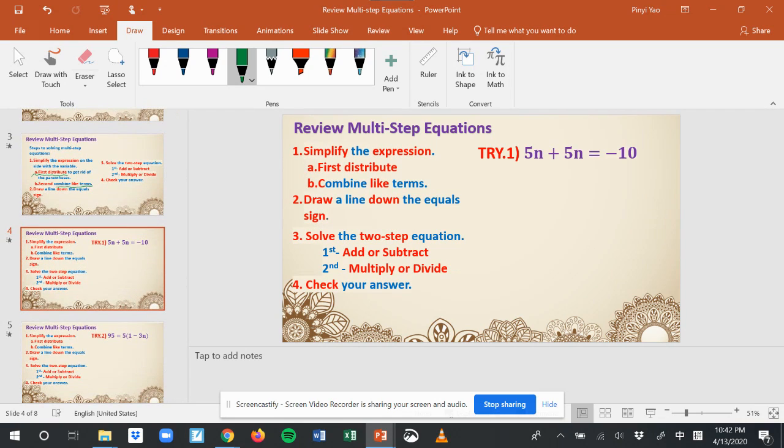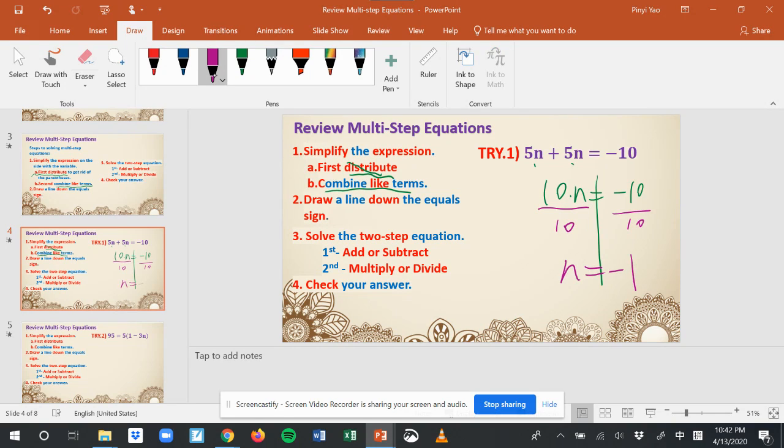First example, 5n plus 5n equals negative 10. So first we distribute. But we don't even have parentheses, so we don't need to do that for this question. Then we just need to combine like terms. 5n plus 5n gives you 10n equals negative 10. And this is not even a two-step equation, it's actually a one-step equation. Since it's 10 times n equals negative 10, we just need to divide both sides by 10. So we got the answer as n equals negative 1, and that is done.